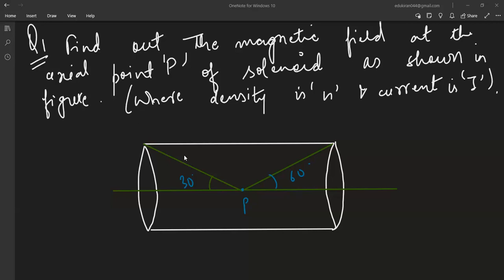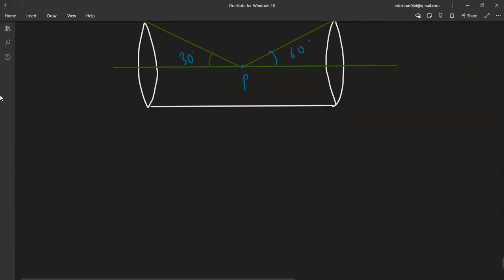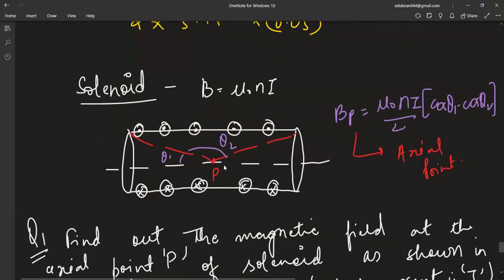What is the first step I should follow, Shahid? Mu naught NI by 2. N and I, put them as they are. Which formula should I apply? Mu naught NI by 2 into cos theta 1 minus cos theta 2. Do I have theta 1 and theta 2 with me? 60 and 30? Cos 60 minus cos 30? I'm asking, do I have theta 1 and theta 2 with me? What is theta 1? What is theta 2? Shahid, just look here. What was theta 2?